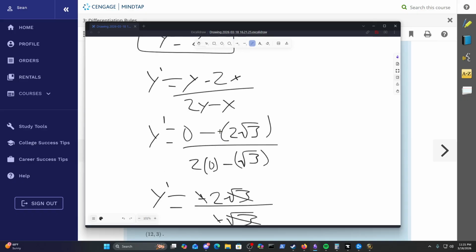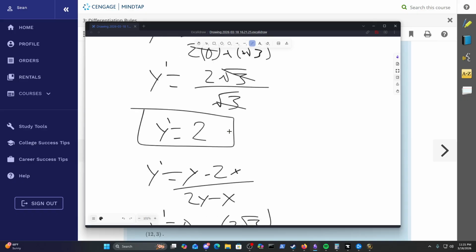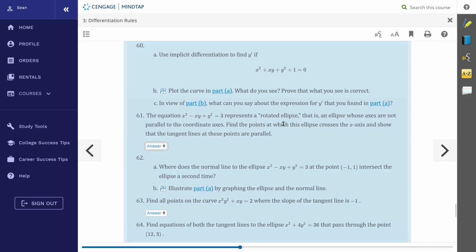Thus, we see that these slopes are parallel, because the slopes are equal. And that's really all you have to do to prove that.